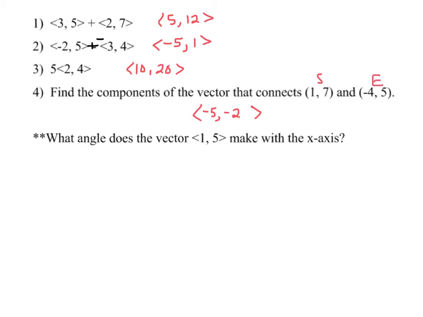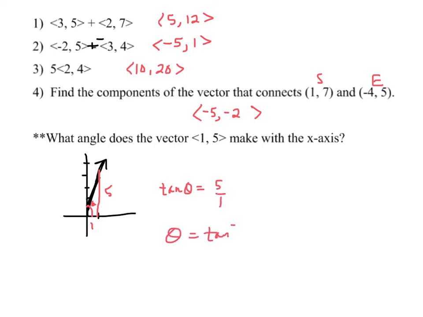Okay? And finally, what angle does the vector 1, 5 make with the x-axis? Well, if I go over 1 and up 5, like this, that's my vector. The angle I could figure out with tangent, because I know this is 1 and this is 5. So, of course, the tangent of theta is equal to opposite over adjacent. So theta is the inverse tangent of 5.